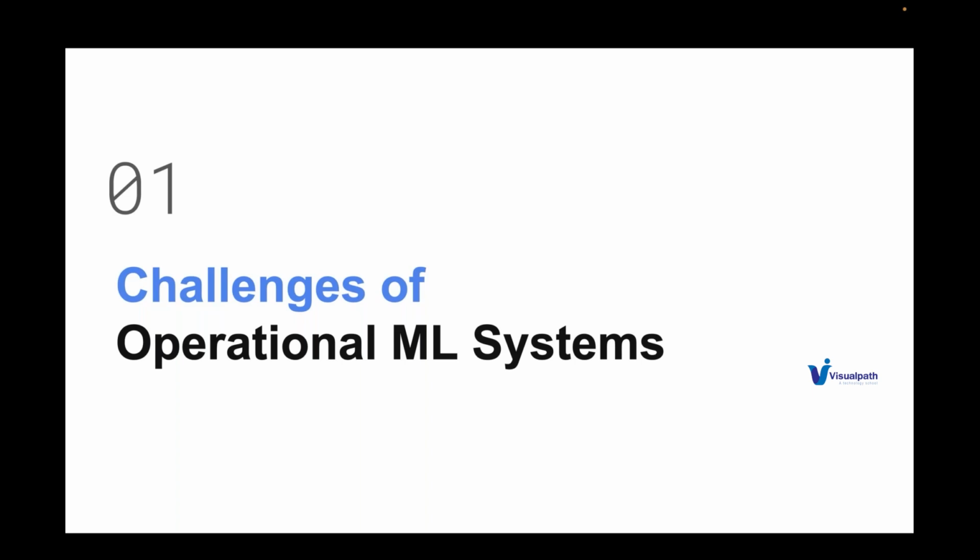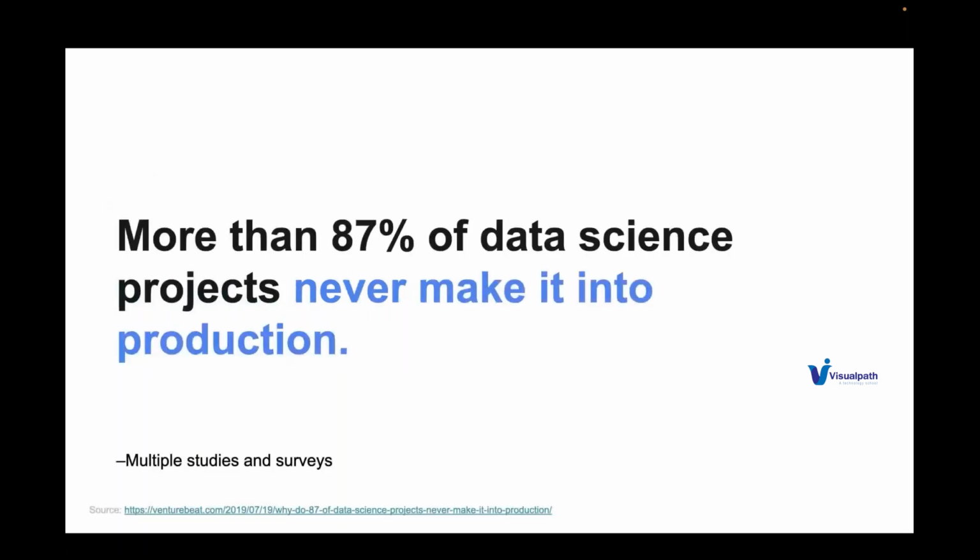Now you understood what an operational ML system is. Now let's understand what the challenges are. The challenges of the operational ML system: first of all, more than 87%, or maybe close to 80, 85, 90%, whatever the rough number is. There are multiple researches and surveys that have been done.